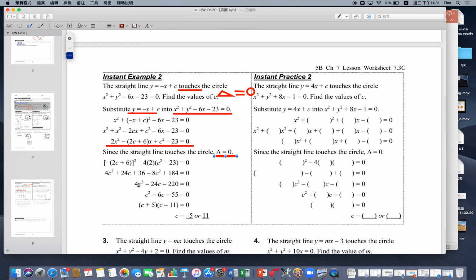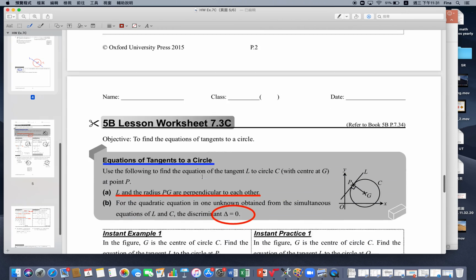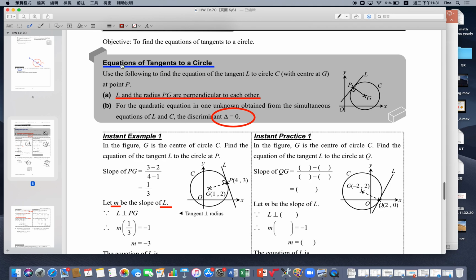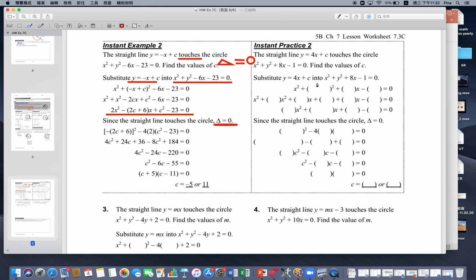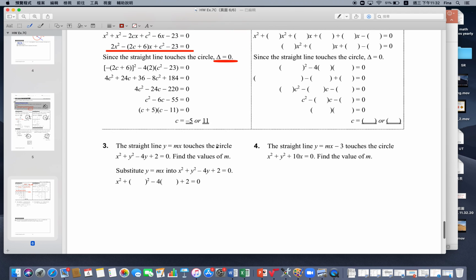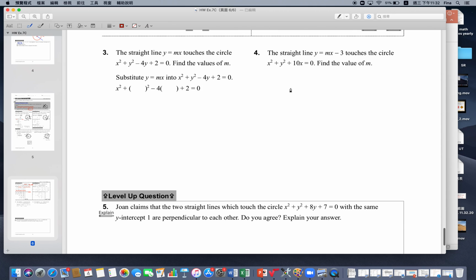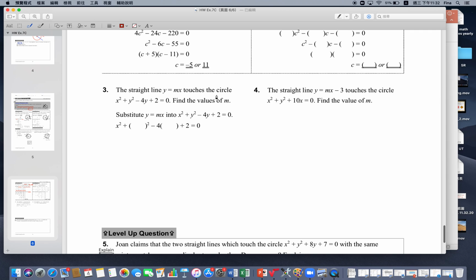So for this case, you are using the second property for the equation of tangent to a circle. Using the second property, after the substitution of the straight line into the equation of the circle, set the discriminant, that means the delta, equals 0. Then you can solve this question. And then the instant practice, question 3 and question 4, I think is the same. You also can see the word touches. So also try to set up the quadratic equation in X and then set delta equal to 0.